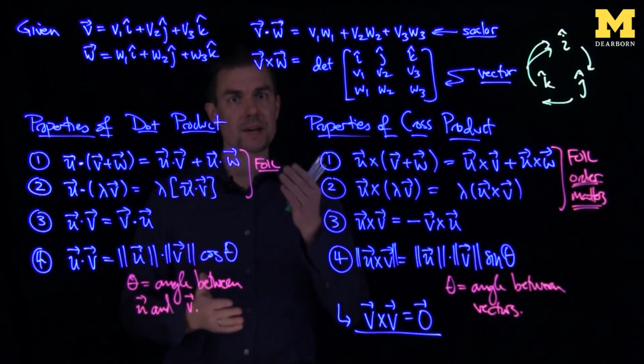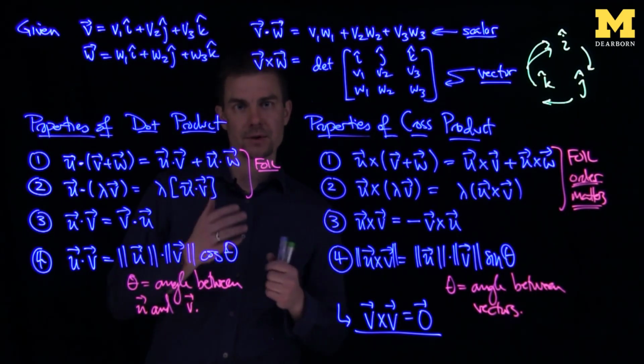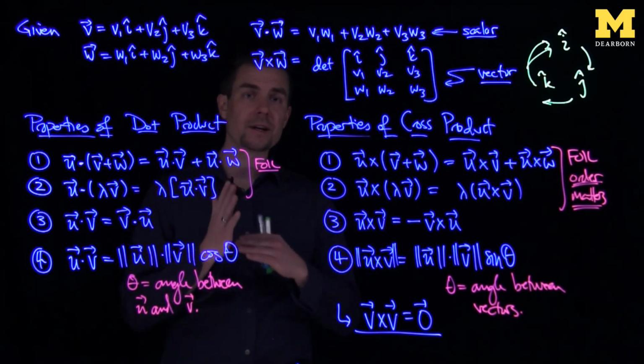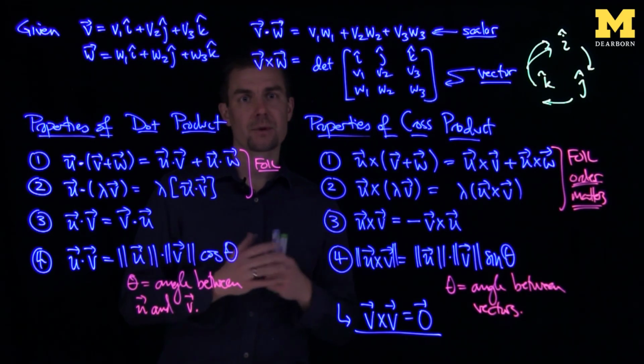And everything in between those angles gives you some parts of the dot product and some parts of the cross product. So these products are working in different directions, and we'll see this throughout the course.